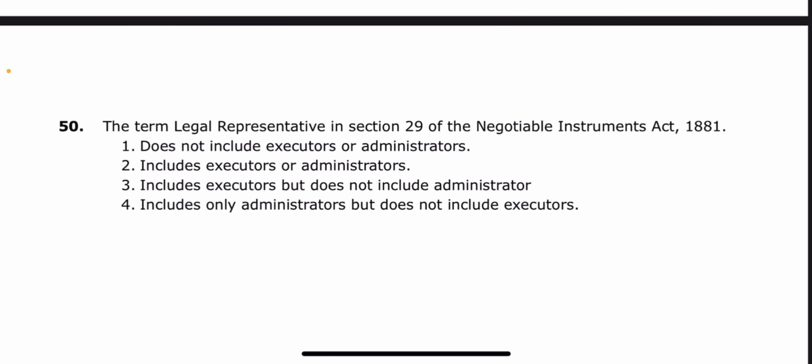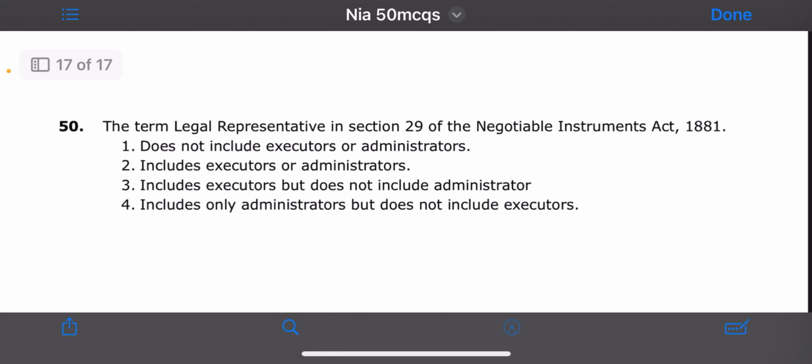And now the last question. The term legal representative in Section 29 of the Negotiable Instruments Act 1881. The options are first, does not include executors or administrators, second, includes executors or administrators, third, includes executors but does not include administrator, or fourth, includes only administrators but doesn't include executors. The correct answer is option 2.